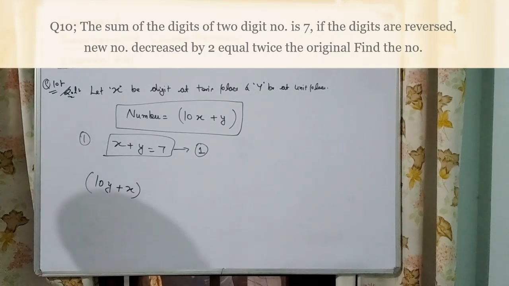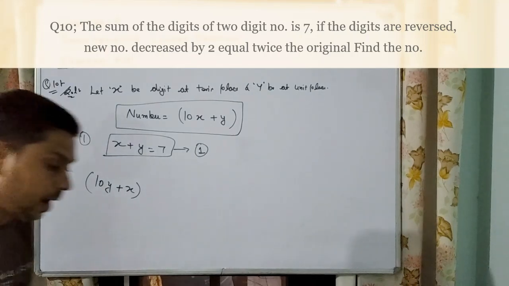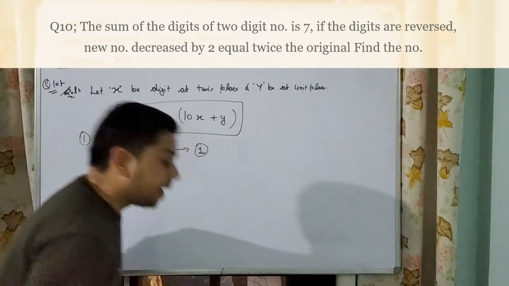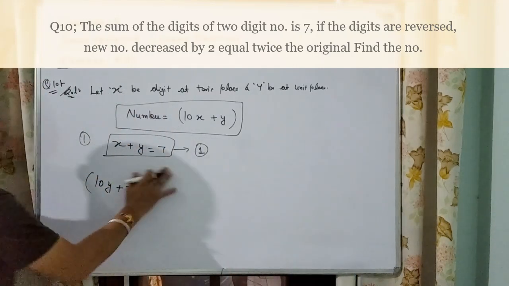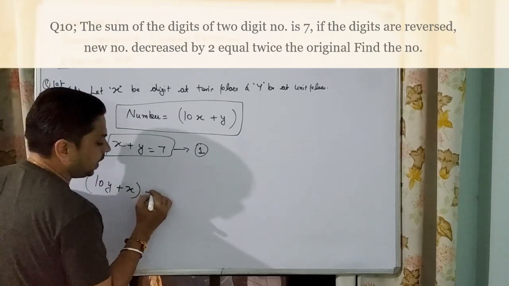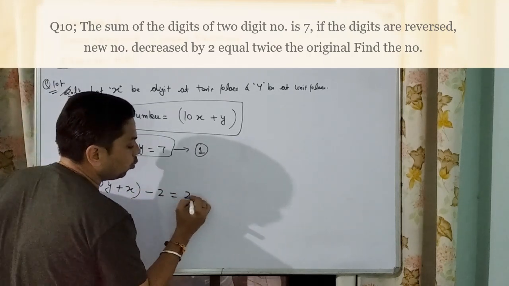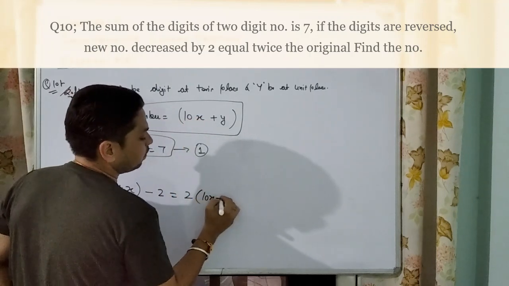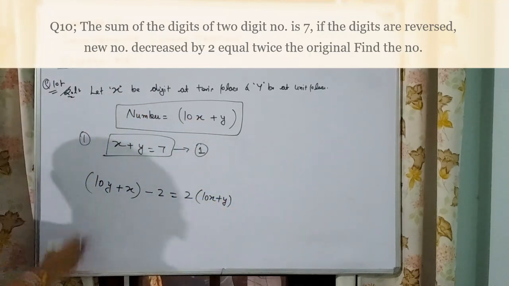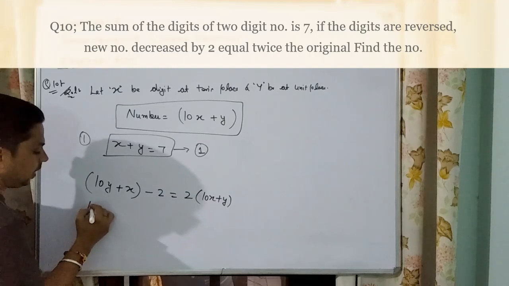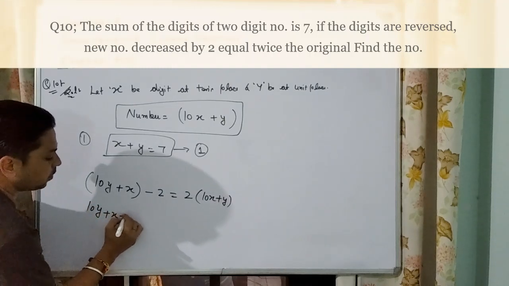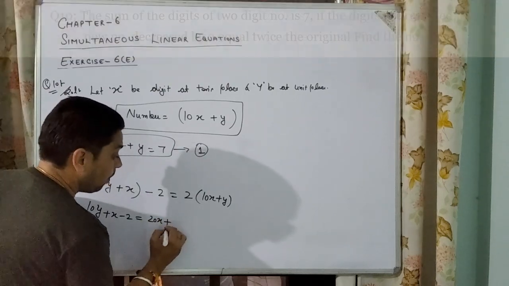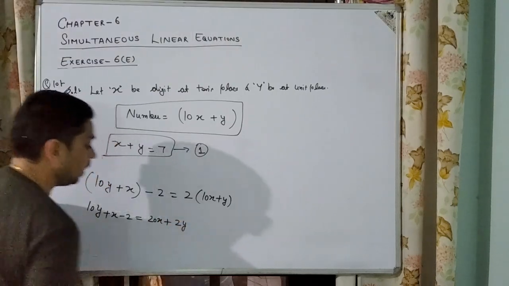equals twice the original number. New number decreased by 2 is equal to twice the original number. The original number is 10x plus y. Now solving this, we'll have 10y plus x minus 2, which is equal to 20x plus 2y.